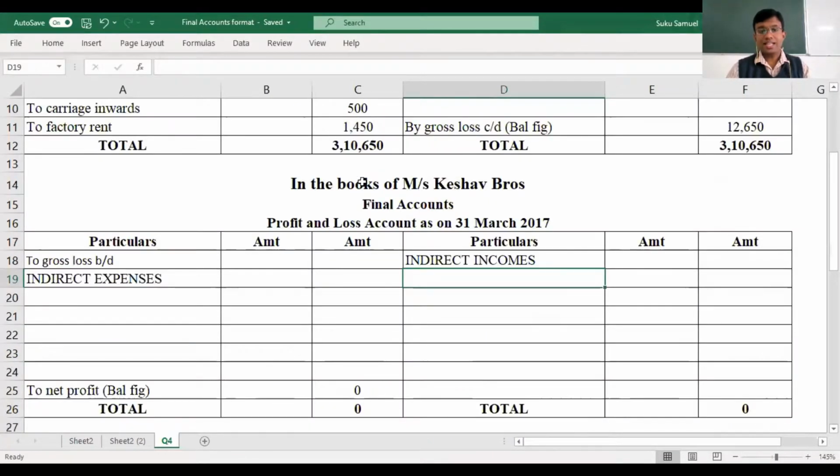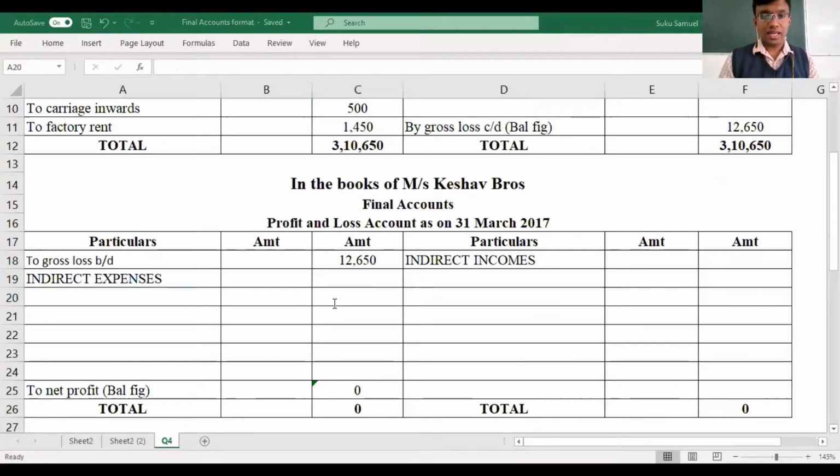The next statement that we have to prepare is your profit and loss account. In the trading account, since we've got gross loss on the credit side, into your profit and loss account you will have to bring down your balance onto the debit side, which is 12,650.